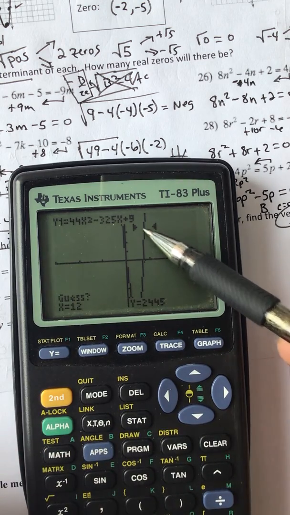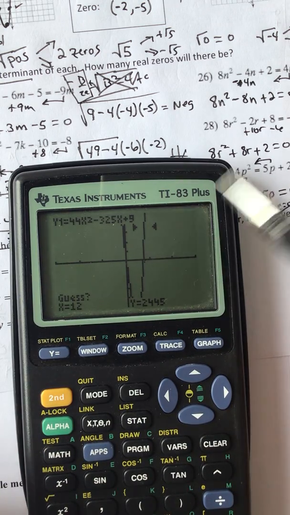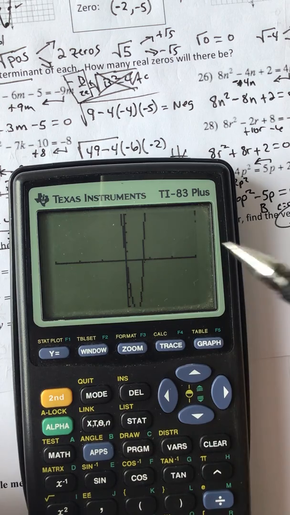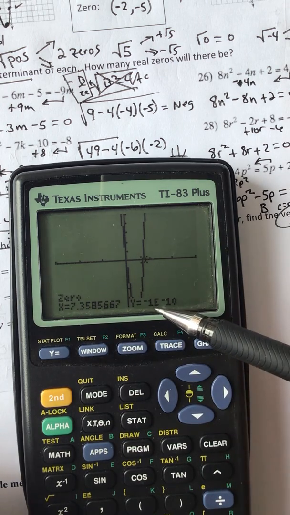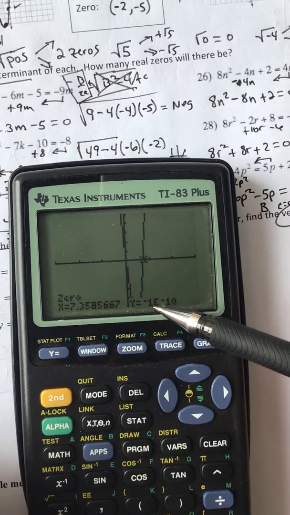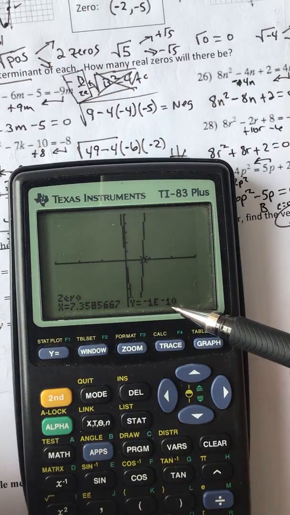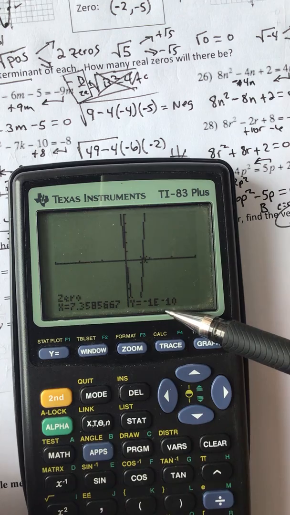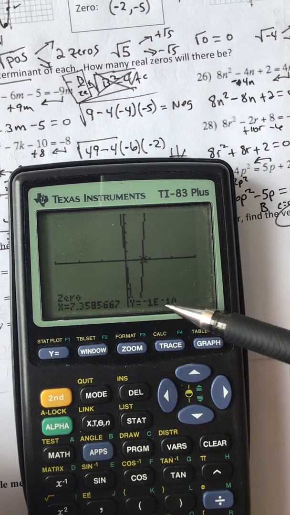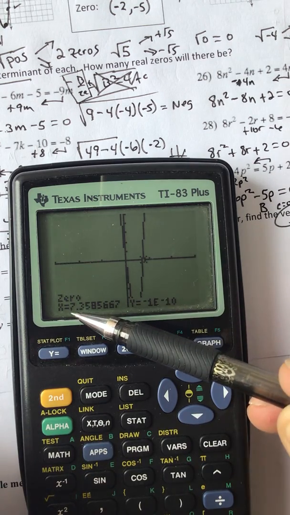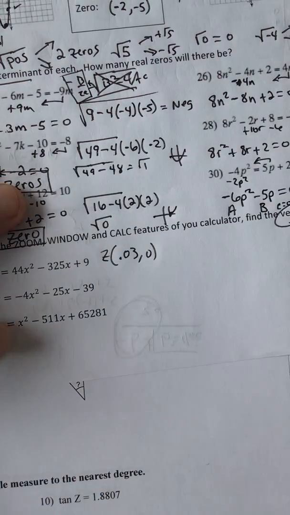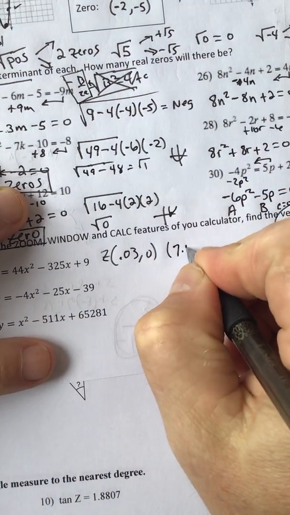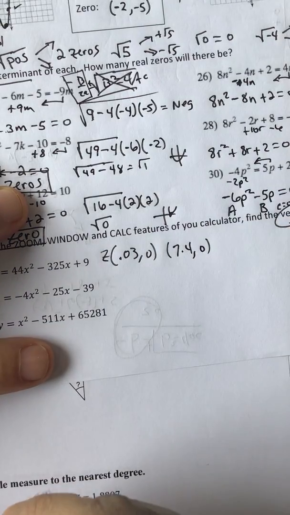So see, it's going to look between these two spots and find that 0 in between, so I don't need to guess, just hit enter. There's the other one, 7.4. Now that's as close as it could get. See, that's negative 1 times 10 to the negative 10. That's 0.0000. That's 10 zeros. It's rounding as close as it can get to 0. So we have 7.4, or positive 7.40. There's the two zeros.